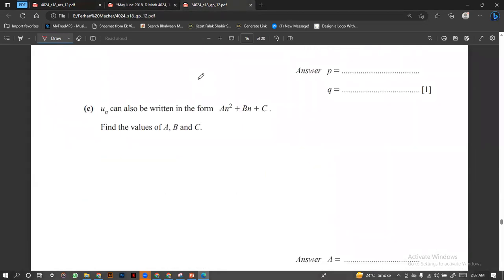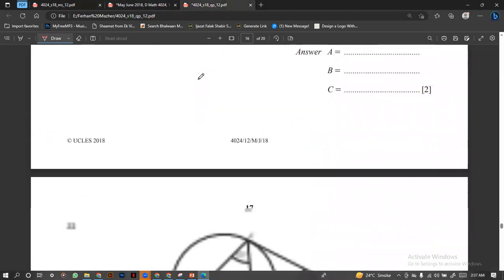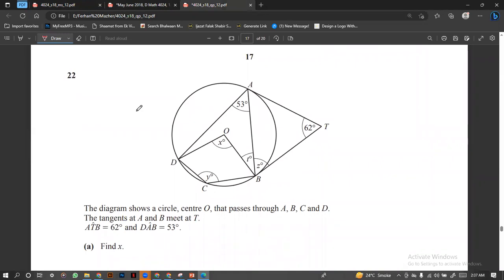Okay, so we are going to the next question, which is a question on circles. He says the diagram shows a circle, center O, that passes through A, B, C, and D. The tangents at A and B meet at T. So these two tangents are coming from the same external point, so they are equal to each other. This ABT is an isosceles triangle. So this angle will be here, and this will also be equal.